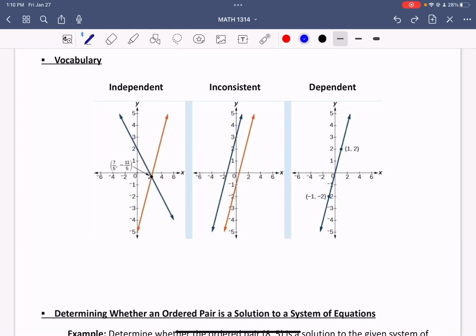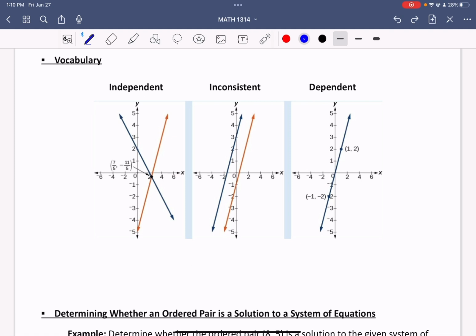In this section, what we're going to do is begin to look at a system of linear equations. Before we get into this idea of a system, because we already know our thoughts on linear equations, we're just putting multiple lines together. I want to start with some vocabulary.